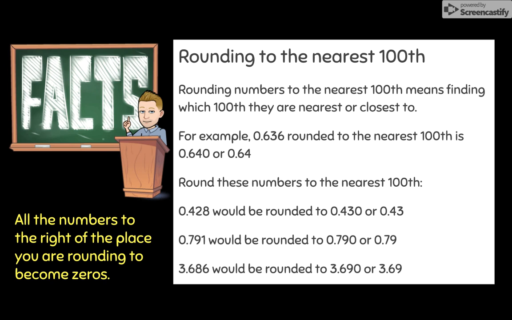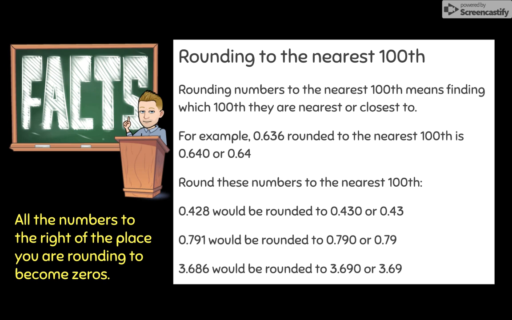So we need to round the following numbers to the nearest hundredth. 0.428. Look at the thousandths column. It has an 8 in it, so we'd round up. So we'd round 0.428 to 0.430 or 0.43. What about 0.791? Look at the thousandths column, or the column before the hundredths, and it has a 1 in it. Applying our rules, we'd round down. So 0.791 would be rounded down to 0.79.